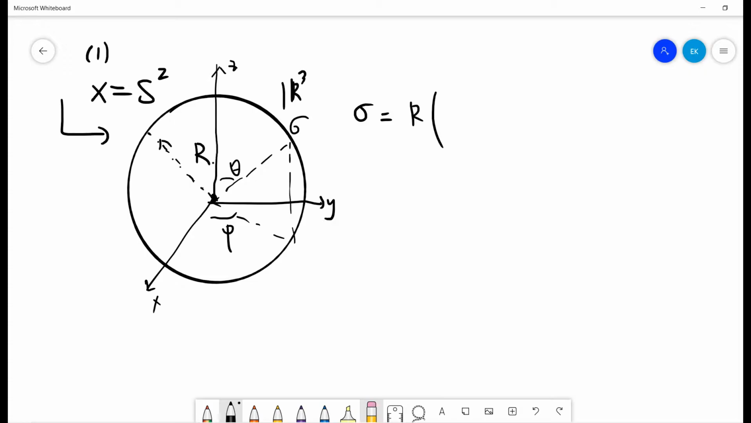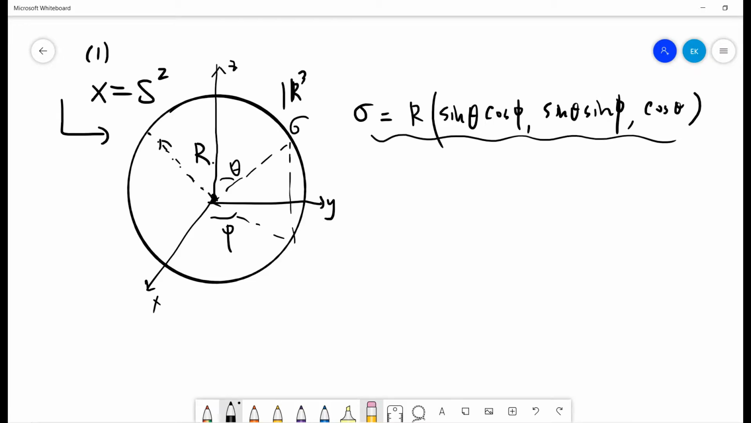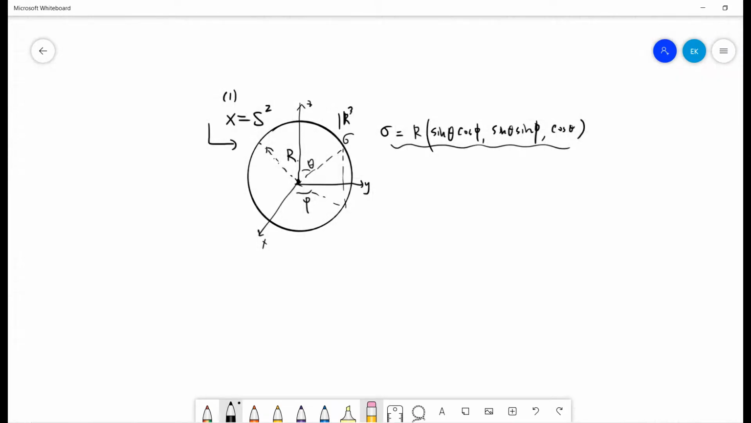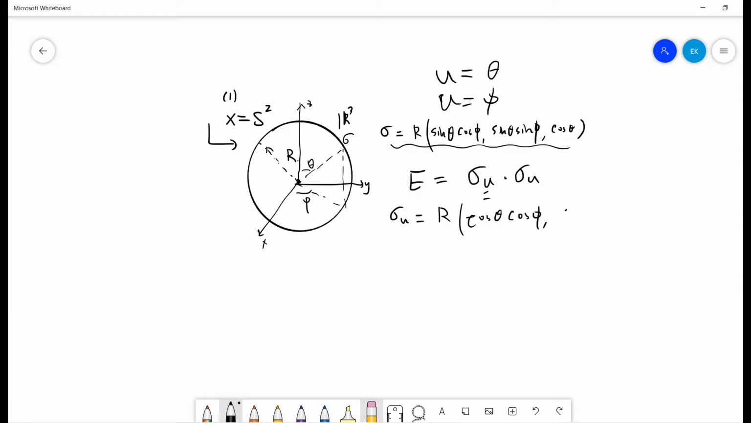Actually, for the sphere we can apply a trick to compute the Gaussian curvature, so we don't need this parameterization, but it's fine. Let E be sigma u dot sigma u, where u is the first coordinate theta and v is the second coordinate. Sigma u is r times the differentiation with respect to theta, so it's cosine theta cosine phi, cosine theta sine phi, minus sine theta, right?